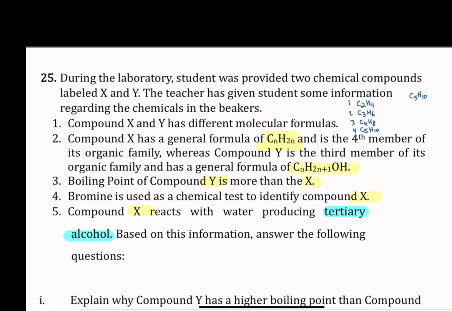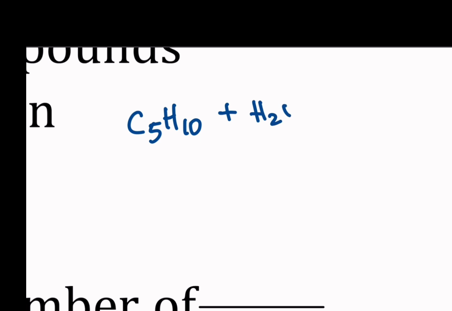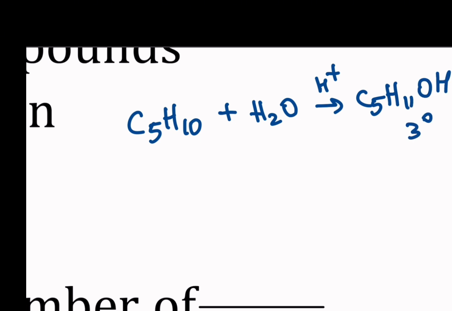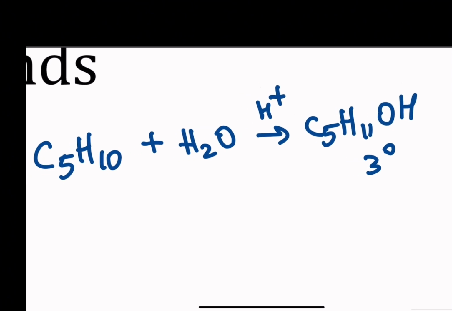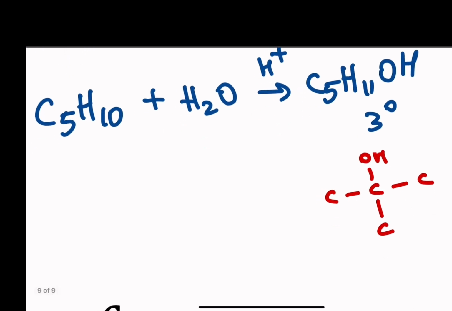And then underneath it tells you that X reacts with water producing tertiary alcohol. Meaning that if I add this, I will make C5H11OH, which is a tertiary alcohol. Now, I want you to get your attention to here because we know that tertiary alcohols need to have carbon attached to OH that is surrounded by carbons. There is no hydrogens. In this case, we have 4 carbons, right? But I just need to add 1 more carbon, so I can add it to either side. It won't be any different.